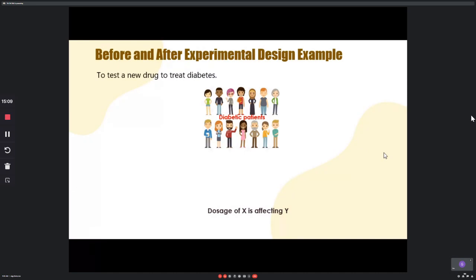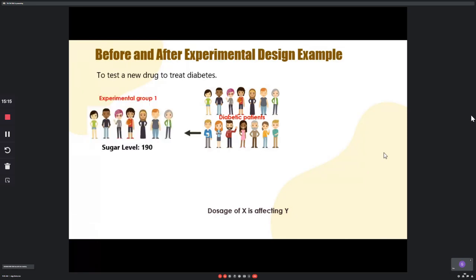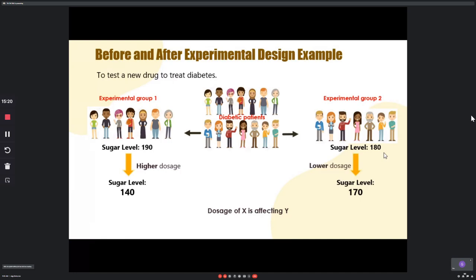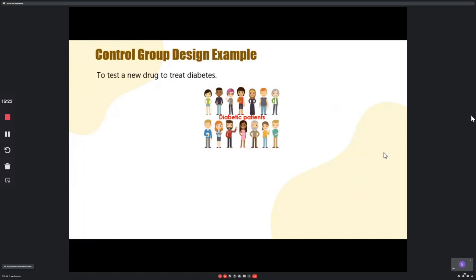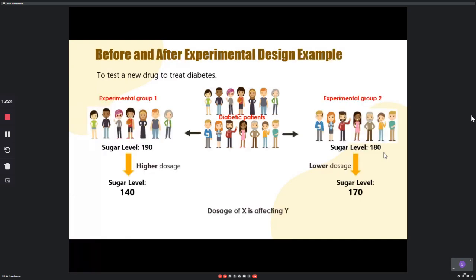Then another, more accurate type of experimental design is called before-and-after. It means you really measure their sugar level before they start to use the dosage, and then measure their sugar level after they take the dosage. Only then do you decide whether there is any difference between them.